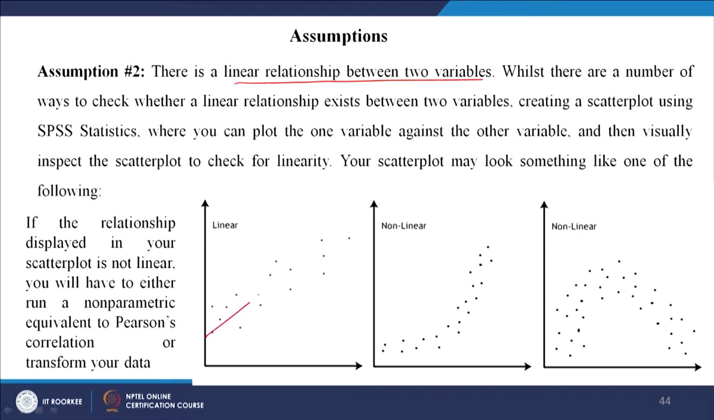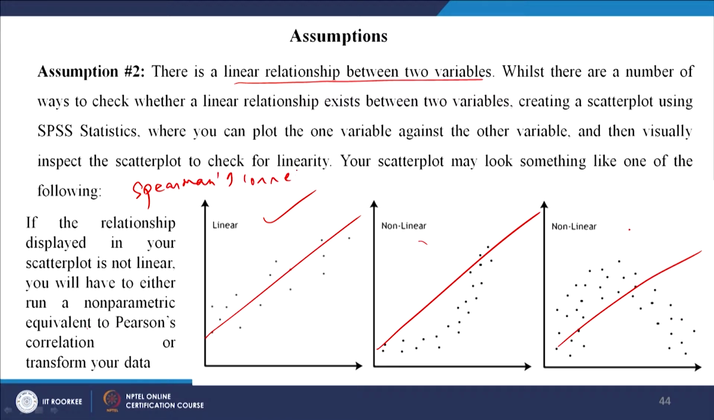So, you see if I draw a line, here also I draw a line. So, these two are non-linear, but this is linear. If the relationship displayed is not linear, you will have to run a non-parametric equivalent to the Pearson's correlation. What is a non-parametric equivalent? I have explained it earlier also when I was teaching non-parametric techniques, in which I said there is a technique called Spearman's correlation, right, which is used as a non-parametric test for the correlation, okay.